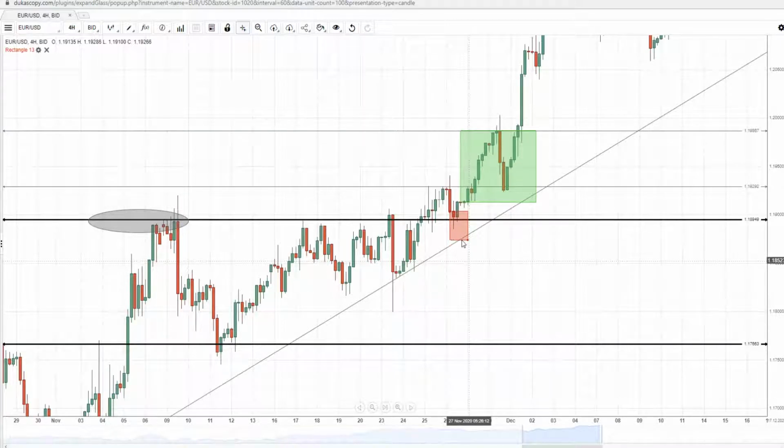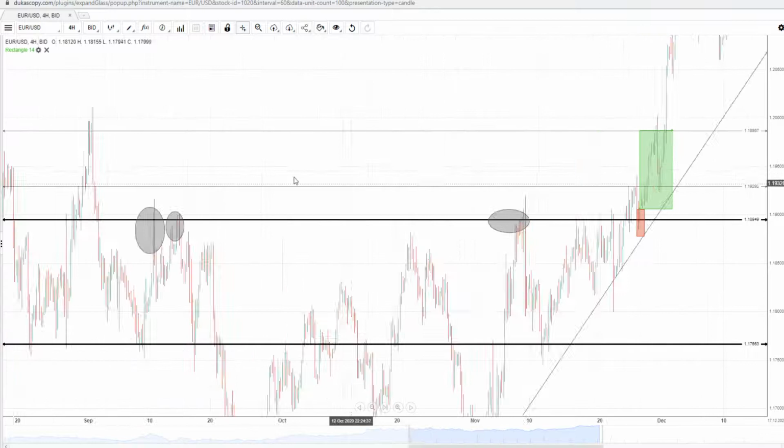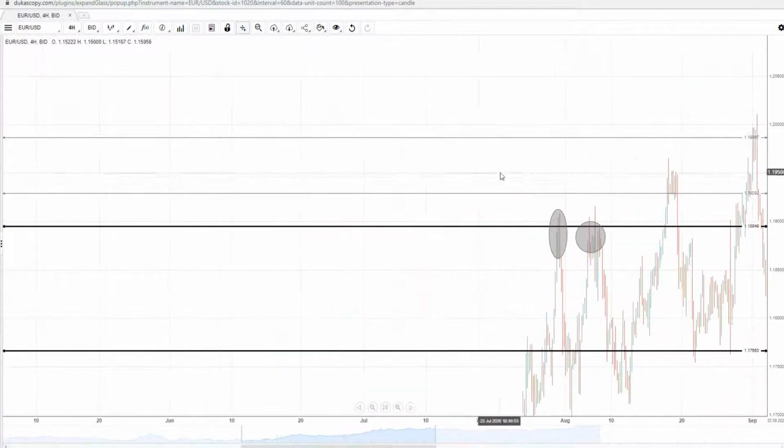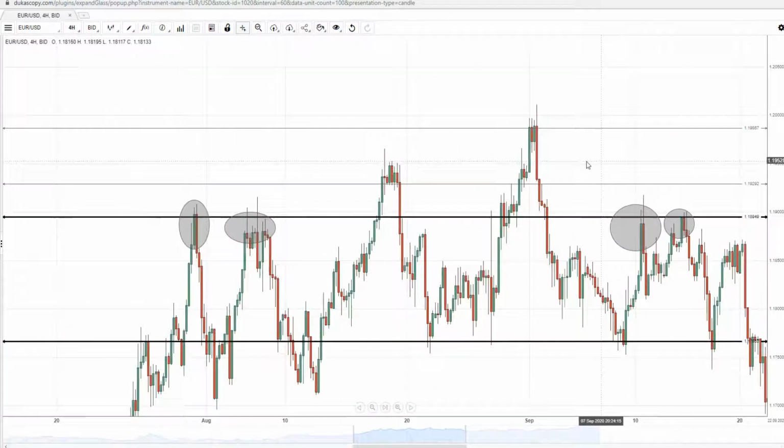Then my stop loss will be below the low of that candle, but I'll put it lower to give it room. And the take profit will be this zone. Why this zone? Because of this level. That's why I will be targeting it.